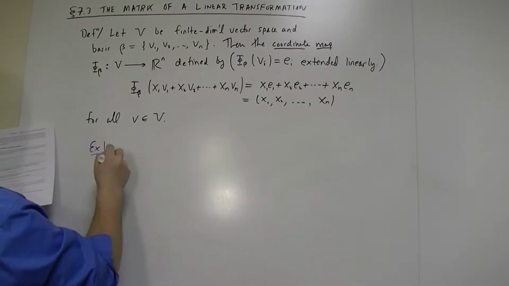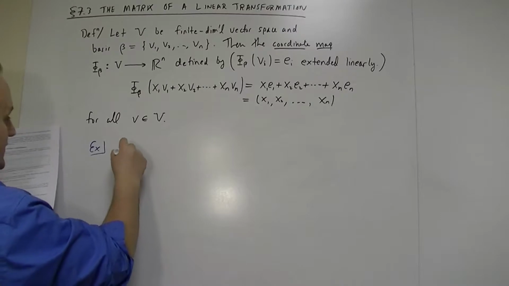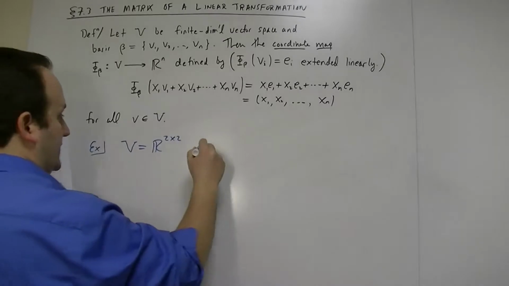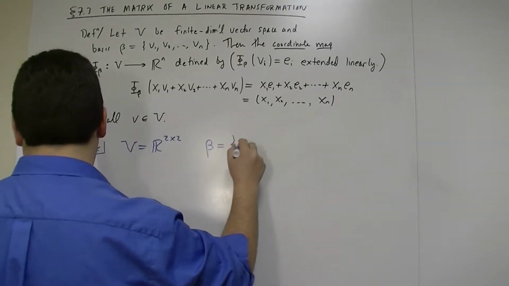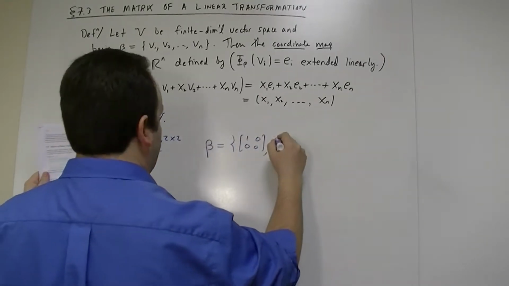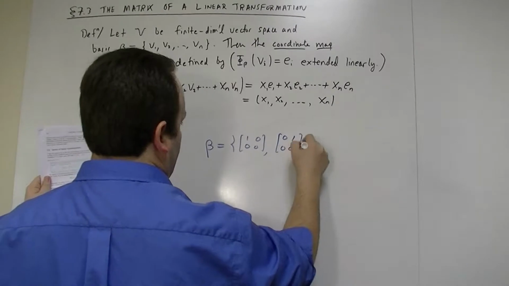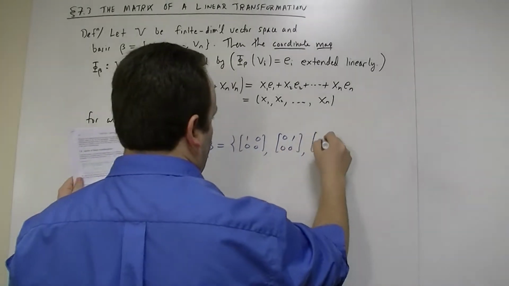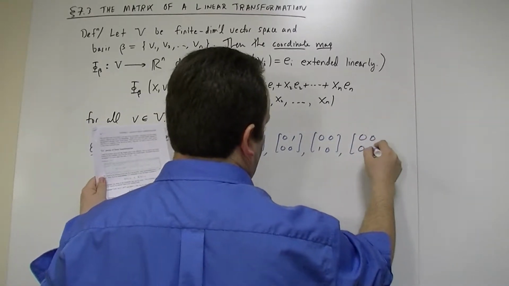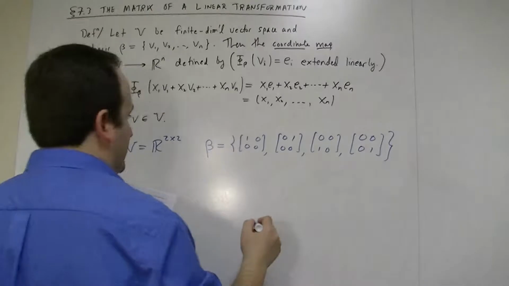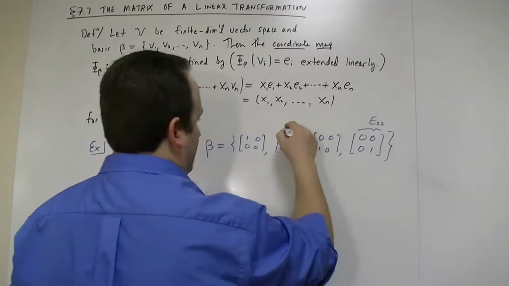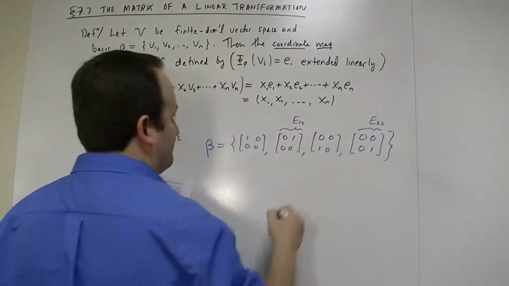Let me just go over a couple of examples to get us going on this. V equals R 2 by 2, and let the basis beta equal to the matrices (1 0; 0 0), (0 1; 0 0), (0 0; 1 0), and (0 0; 0 1). So this is a choice of basis for our 2 by 2. Usually this would be what we call E22, right? This is, on the other hand, E12, etc.